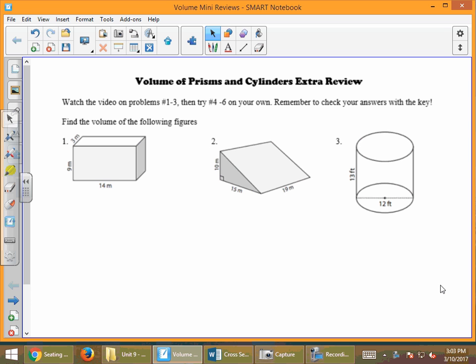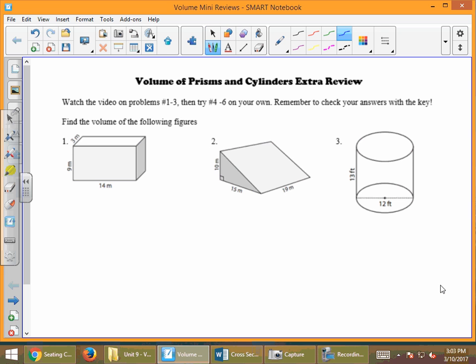So when finding volume, your first step, remember, is to identify the shape. So if we look at number 1, if we look at that shape, we know it is a prism. Look on your reference sheet. The formula for the volume of a prism is area of the base times the height. So in order to find the volume, we need to find those pieces.